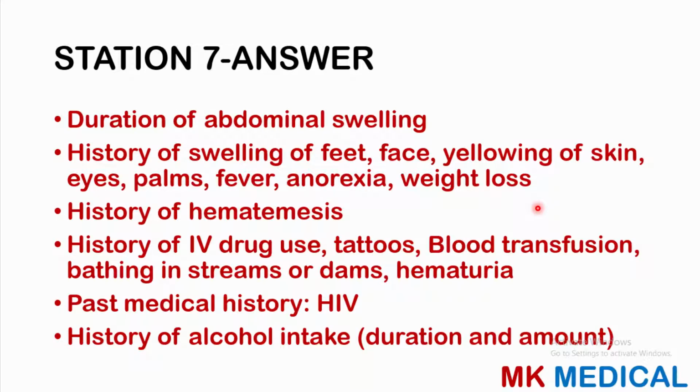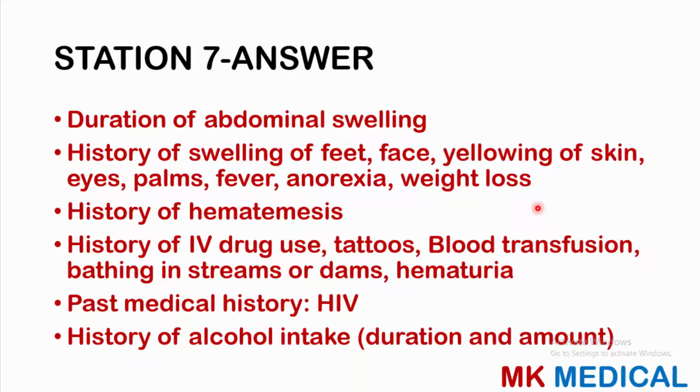So obviously you're going to be asking about the duration of the abdominal swelling. You ask if there's any history of swelling of the feet or the face that may point towards other causes, such as, for example, heart failure, even chronic kidney disease. You ask for history of yellowing of the skin and yellowing of the eyes and the palms, which may point towards a chronic liver disease. You ask about any fever, any anorexia, weight loss, and even gynecomastia, which is enlargement of the breast in males. And then you ask about any history of vomiting any blood or any history of passing dark stool, which is melena.